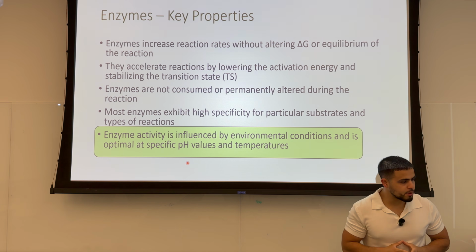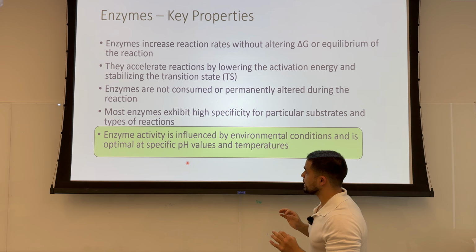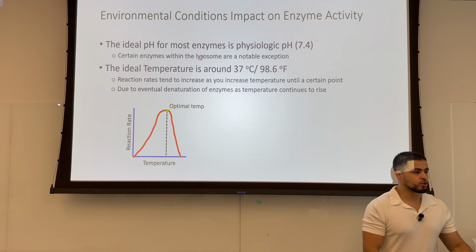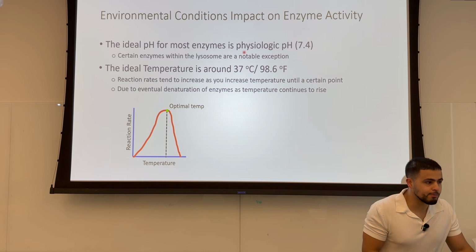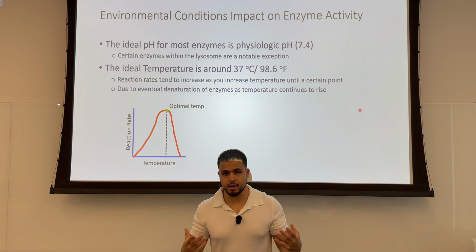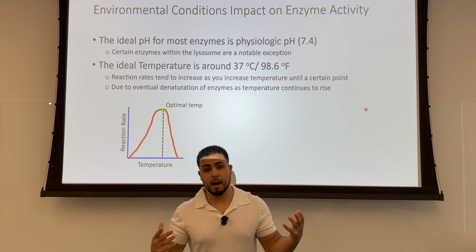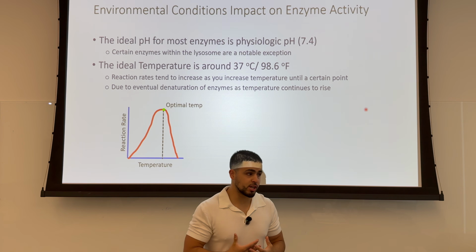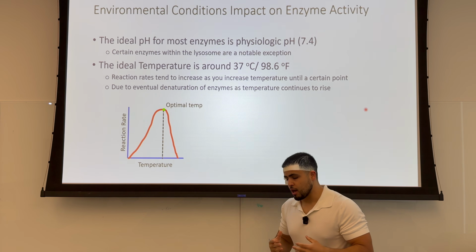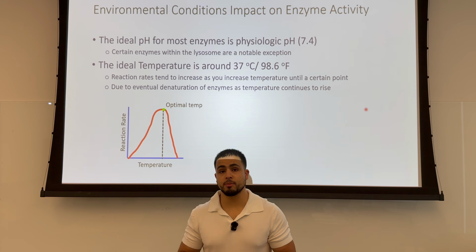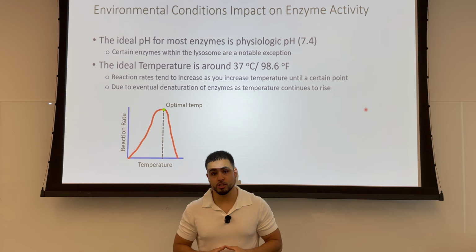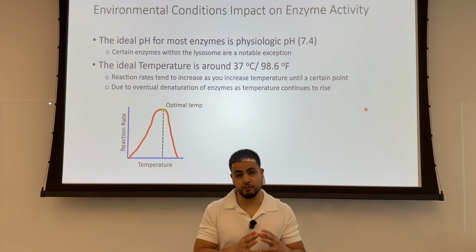All right, our final key property over here: enzyme activity is influenced by environmental conditions such as pH and temperature. So right here, the ideal pH for most enzymes is physiologic pH. Makes sense, you know, our blood is at a pH of 7.4, and that will be the optimal pH for most enzymes in our bodies. However, there are certain exceptions. So for example, in lysosomes, you have enzymes that function optimally at a pH of 5, and this makes sense because our body wants to compartmentalize the function of lysosomes.